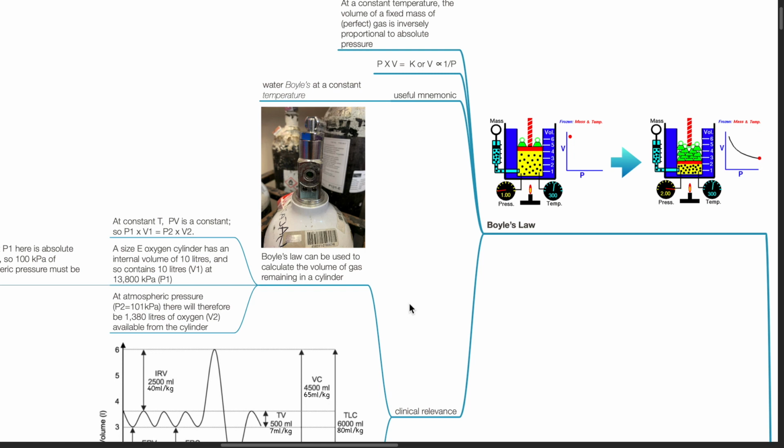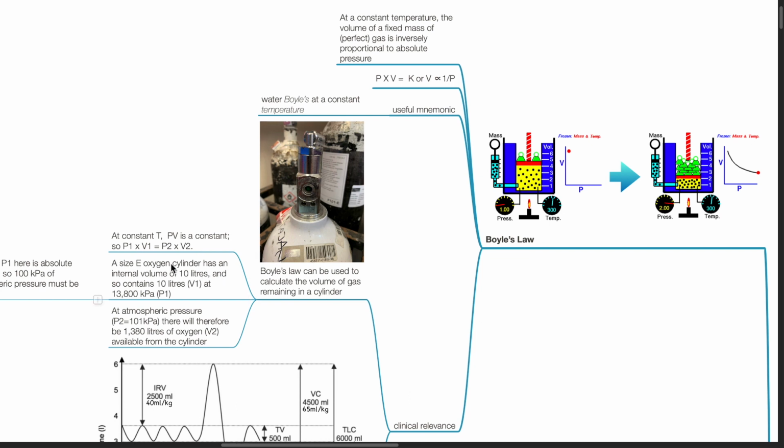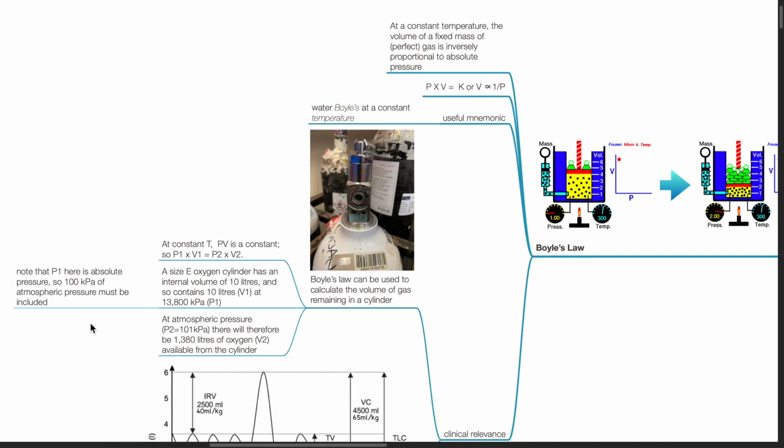At constant T, PV is a constant, so P1 times V1 equals P2 times V2. A size E oxygen cylinder has an internal volume of 10 liters and so contains 10 liters V1 at 13,800 kPa P1. Note that P1 here is absolute pressure, so 100 kPa of atmospheric pressure must be included. At atmospheric pressure, P2 equals 101 kPa. There will therefore be 1,380 liters of oxygen V2 available from the cylinder.